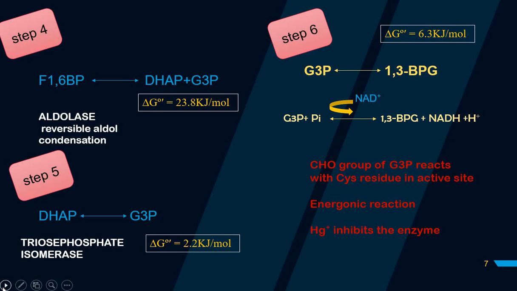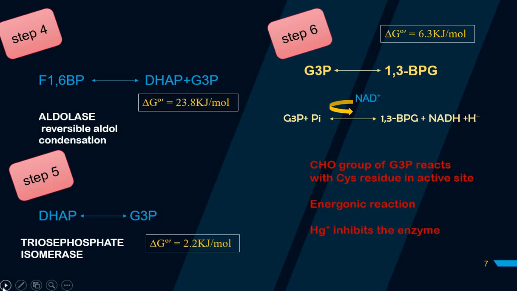And this reaction is guarded by glyceraldehyde 3-phosphate dehydrogenase. What happens is the aldehyde group in the substrate, glyceraldehyde 3-phosphate, gets attached to the cysteine residue of the enzyme, and hence it activates the site to form 1,3 bisphosphoglycerate. It is an energonic reaction.